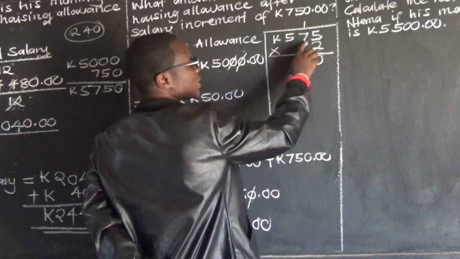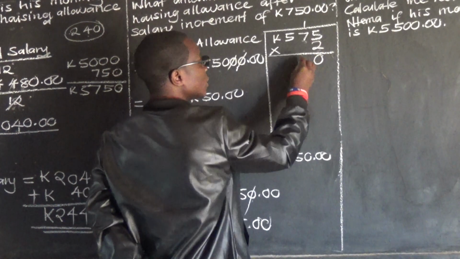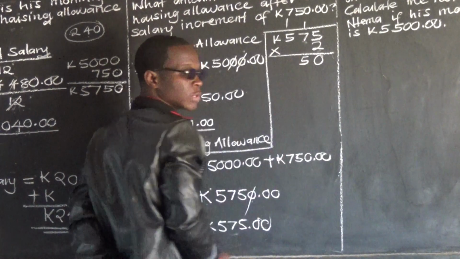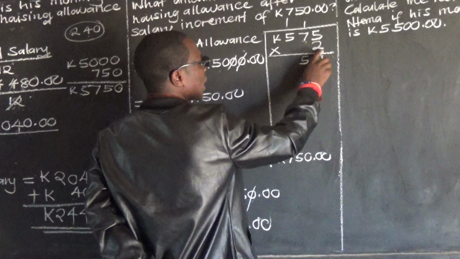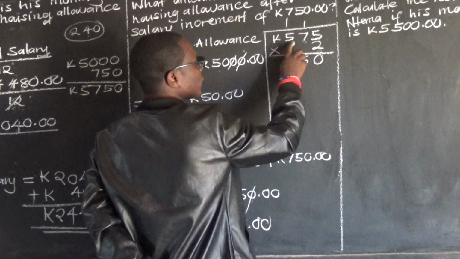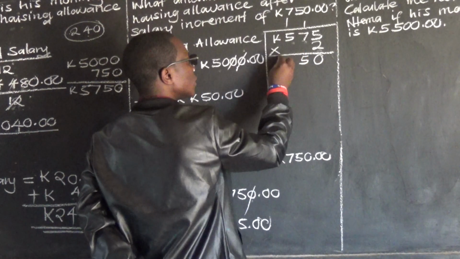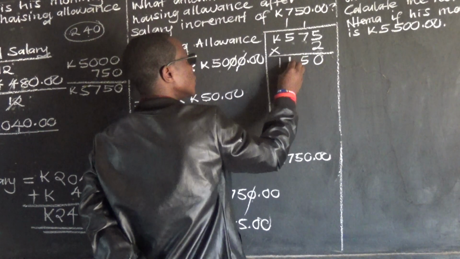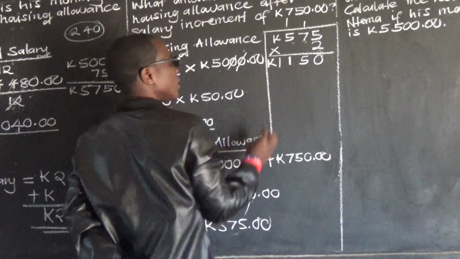What is 2 times 7? 14 plus 1? So 5 carry 1. Are we together, guys? Yes. Then what is 2 times 5? 10 plus 1? We have what? 11. 11, guys. Are we together?